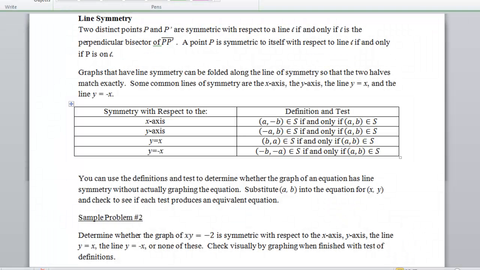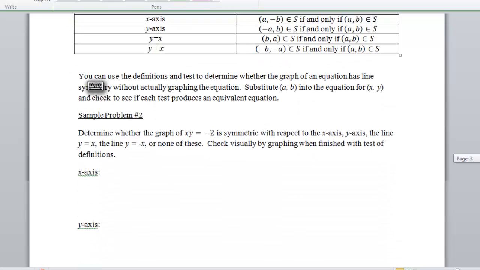Now, with any line symmetry, it depends on what line the graph is symmetric across. And of course, we have four common lines. We have the x-axis and the y-axis, but we also have the diagonal line y equals x and the negative sloping diagonal y equals negative x. So we have four possible lines of symmetry, and we have four different tests accordingly. Now you can see the mathematical definition and test in the table, and we'll use that in sample problem 2. So we're basically going to use a and b as a substituted value for our x's and our y's.